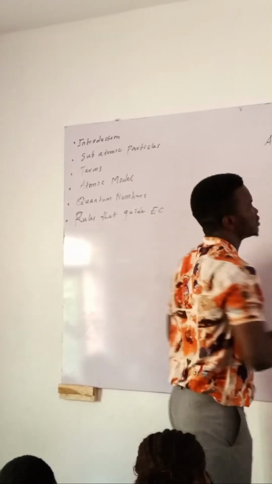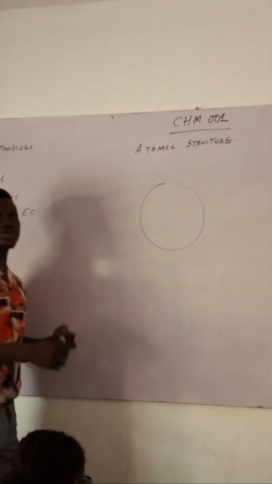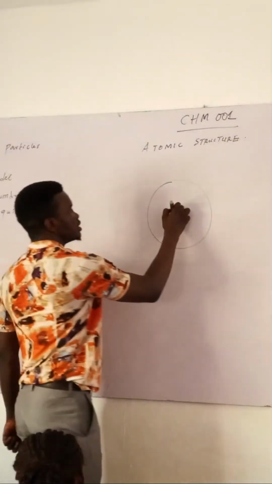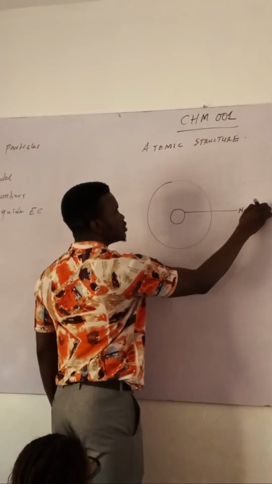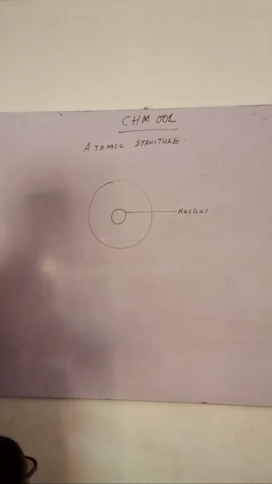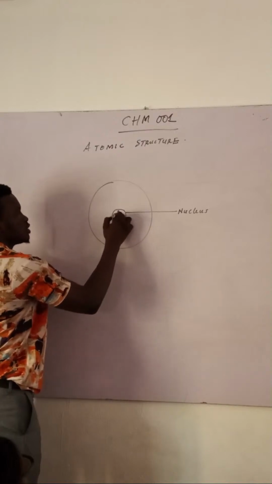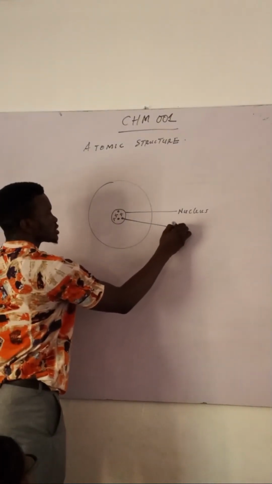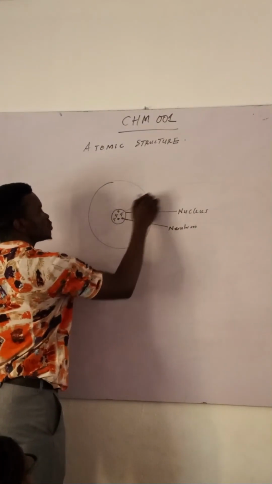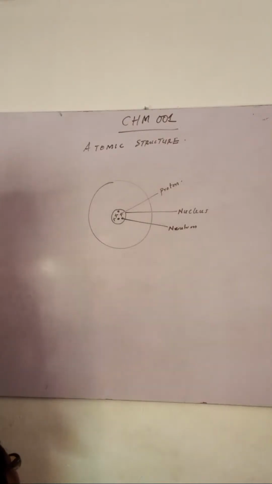So technically, let me do it in a very simple manner. There's what we call the structure of the atom. Inside the structure, you have what we call the nucleus. The nucleus is the center of the atom, and everybody here should know that. Now, at the nucleus, we have some particles. Those particles we have in the nucleus are your neutrons and protons. So neutrons and protons are found in the nucleus.